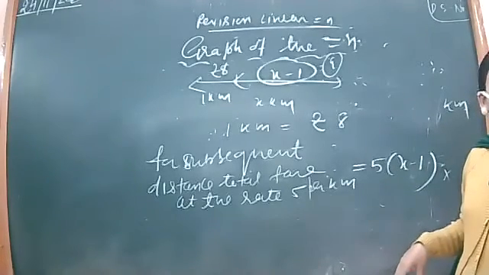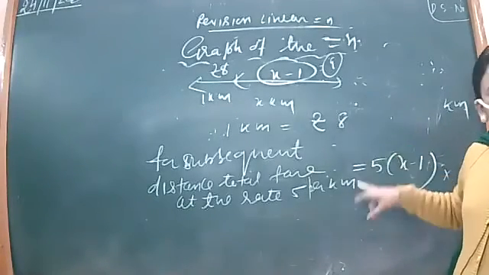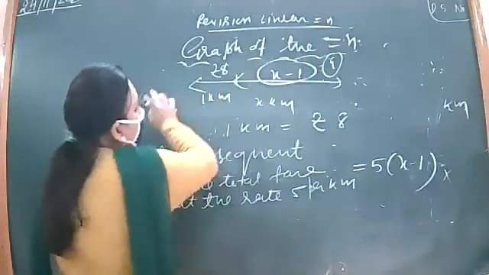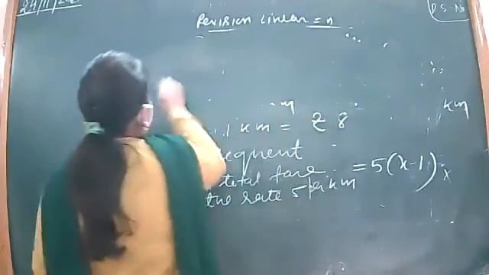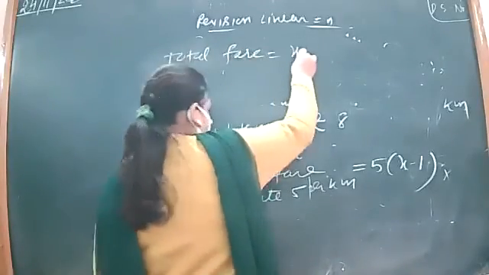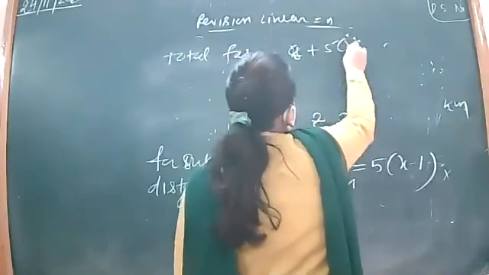तो सेम इज हियर, if for first kilometer is 8, for the subsequent is this, टोटल कितना हो जाएगा बोलो? 8 plus 5 into x minus 1. This will be the total fare. So total fare is equal to 8 plus 5 into x minus 1.